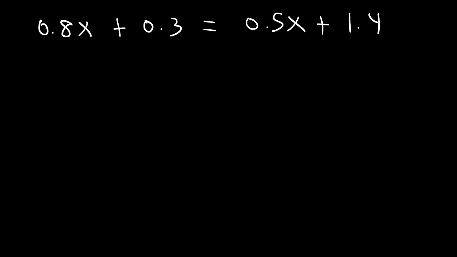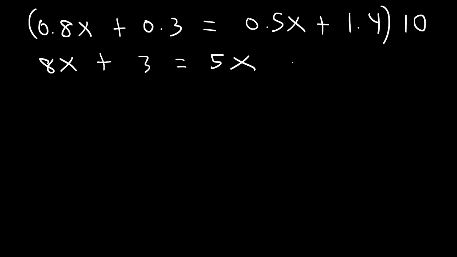Now notice that every number is rounded, or it's at the 10th place. So therefore, multiply everything by 10. 0.8 times 10 is 8. 0.3 times 10 is 3. 0.5 times 10 is 5. And 1.4 times 10 is 14. And now it's a lot easier to solve it.